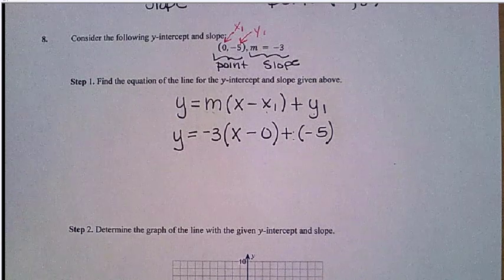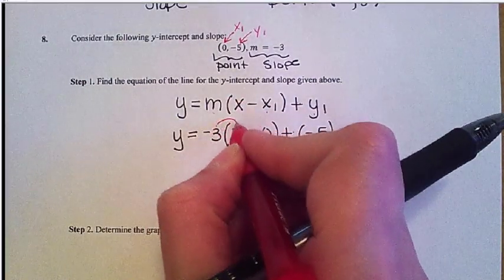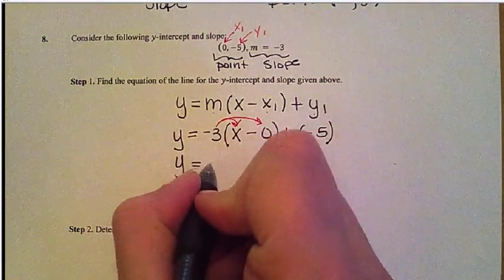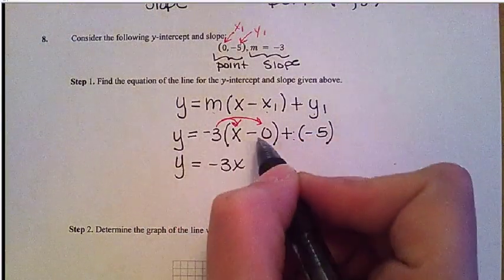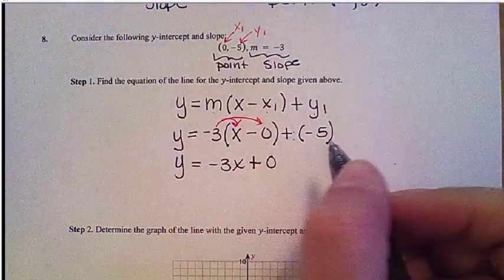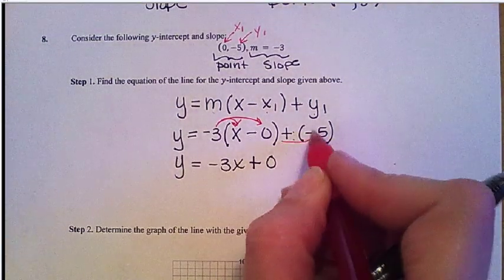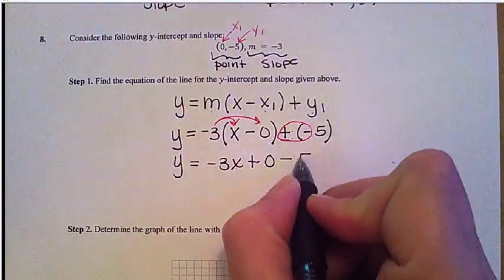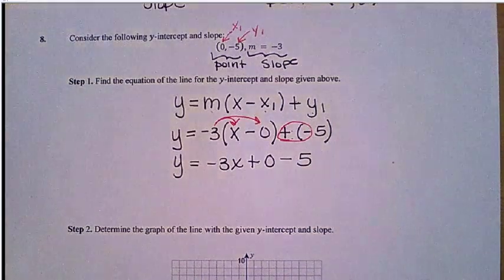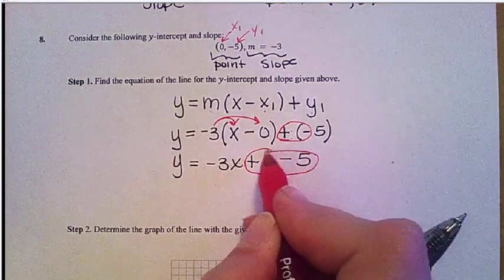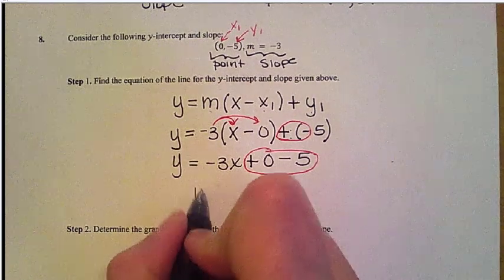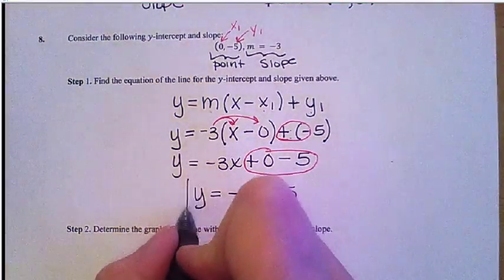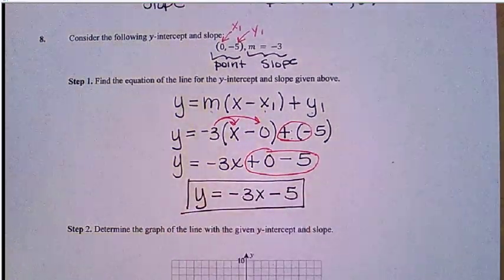Now, I need to solve this and make this a little bit prettier. So what we're going to do is distribute our negative 3. So we get y equals negative 3x. Well, negative 3 times a negative 0, that's just going to give me plus 0. And the other thing I'm going to do is right here, when I add a negative, that's the same thing as subtracting. So that would be minus 5. Well, now I can take these two, since those are both numbers, and add those together, and my equation would be y equals negative 3x minus 5. This is my answer that I'm looking for for step 1.